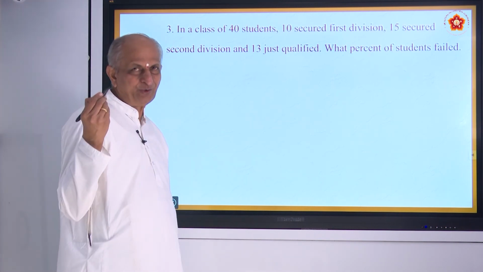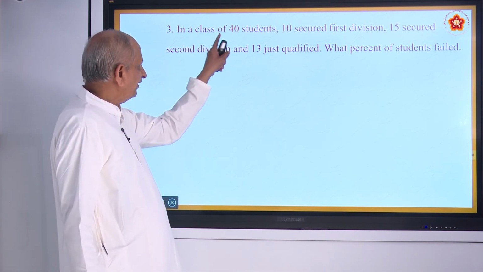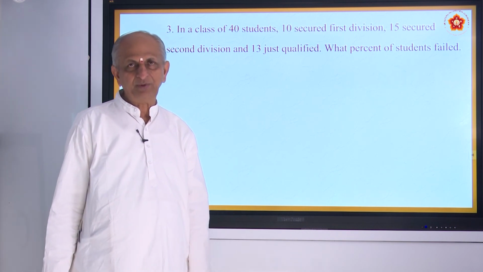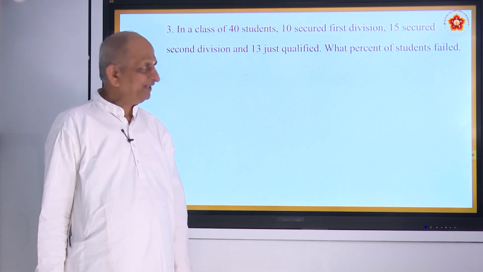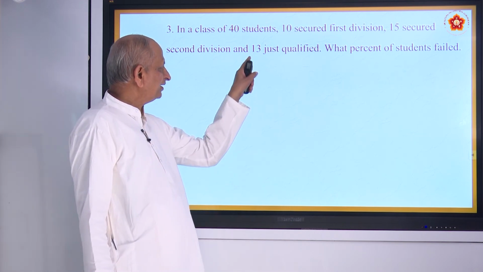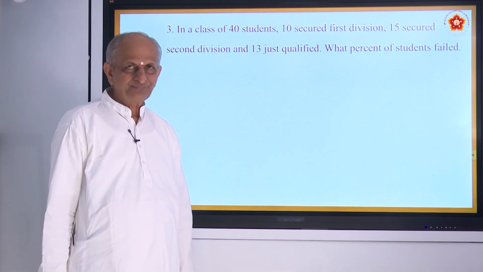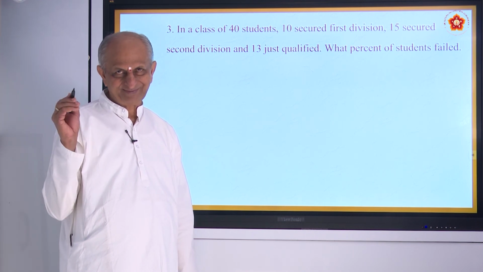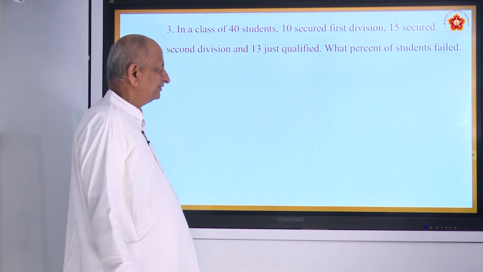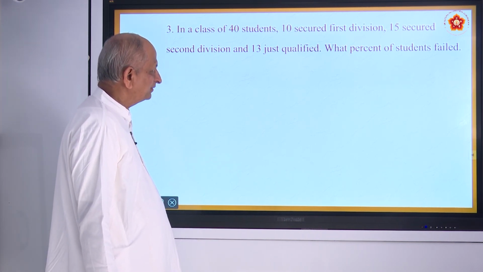One more interesting question. Come on, let me see who will do it. In a class of 40 students, 10 secured first division. First division means what? First class. 15 secured second division. 13 just qualified. And others did not pass. They are called failed students. So what is the percentage of students failed, is the question.